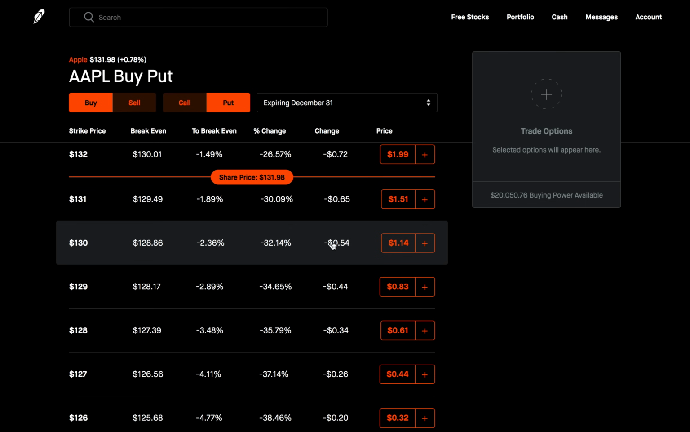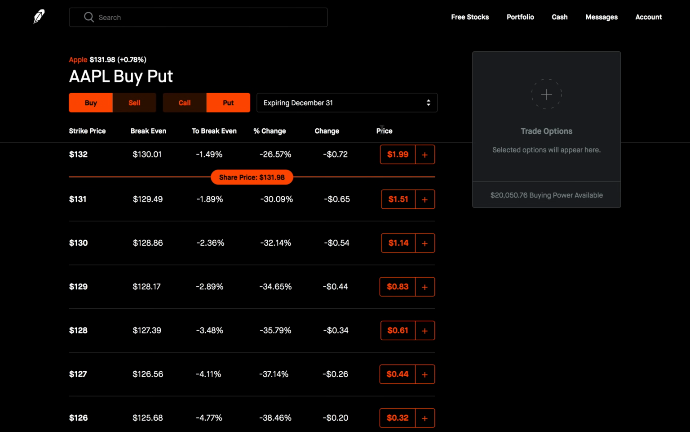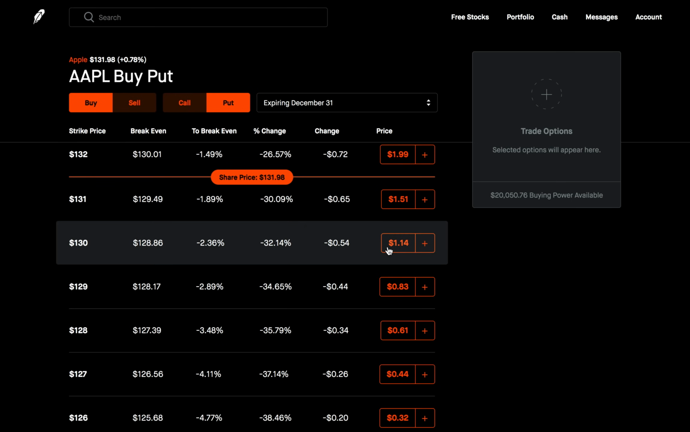Now, if I wanted to buy this put, how much would it cost me? Well, if you take a look here under the price column, we'll see that this says $1.14. Now, that's per share. And like I just mentioned, each contract controls 100 shares. And so if we actually want to figure out how much this contract is going to cost us, we need to multiply this number by 100. And so that's going to be $114.